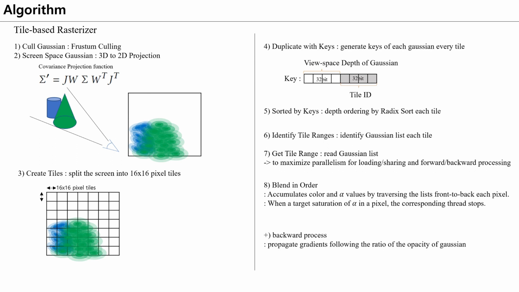In blending order, if you perform radix sorting using the key value created earlier, the tiles are sorted by depth, and the color and alpha values are accumulated in order of closest depth from a given camera to create an image. And then, if the saturation of the pixel's alpha value exceeds a certain threshold, it will stop. This is the explanation of the tile-based rasterizer. Additionally, in the backward process, the gradients of loss are propagated according to the Gaussian opacity ratio.